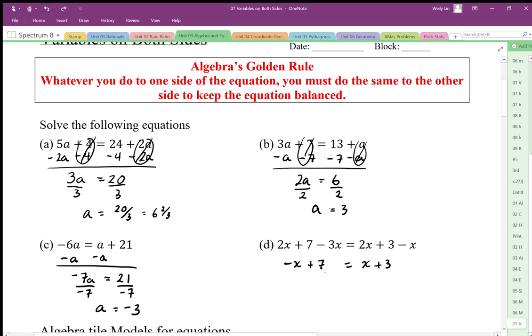So here I like to deal with the positive x's, so I'm going to get rid of this negative x, and it ends up as a positive x on this side. So there's my 0 pair. That means I want to get rid of the minus 3.